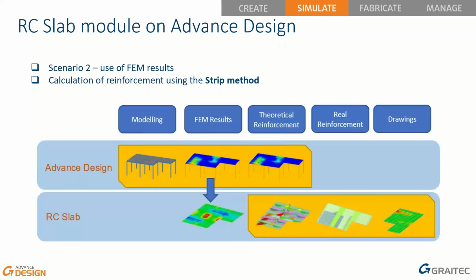The second scenario is a little bit different because in advanced design we can stop at finite element calculations and import results, internal forces, from advanced design to the RC Slab module. Then in the RC Slab module we do calculations of the theoretical reinforcement using the strip method, and the next steps are the same as in the first scenario, so we can get real reinforcement and drawings.